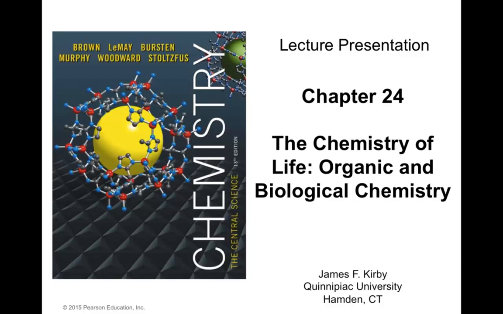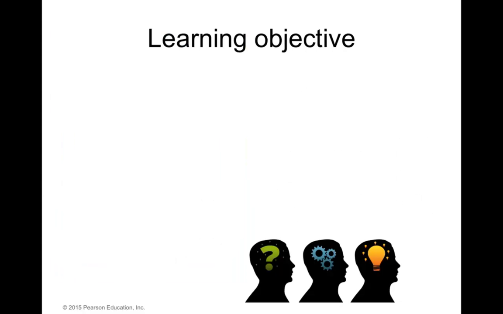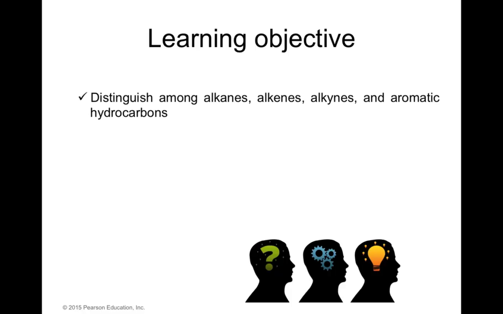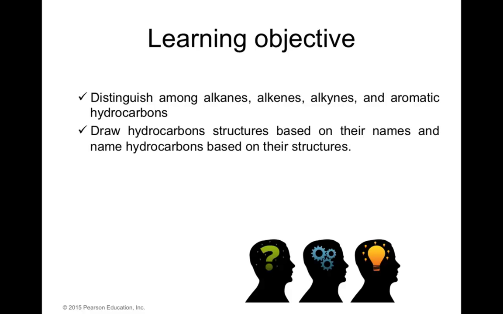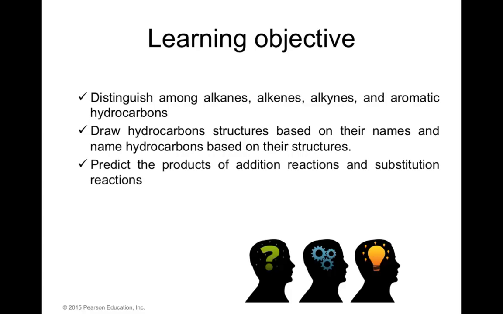This is Module 24, the chemistry of life: organic and biological chemistry. By the end of this module, you will be able to distinguish among alkanes, alkenes, alkynes, and aromatic hydrocarbons. Also, you'll be able to draw hydrocarbon structures based on their names and name hydrocarbons based on their structures. And finally, you will predict the products of addition reactions and substitution reactions.